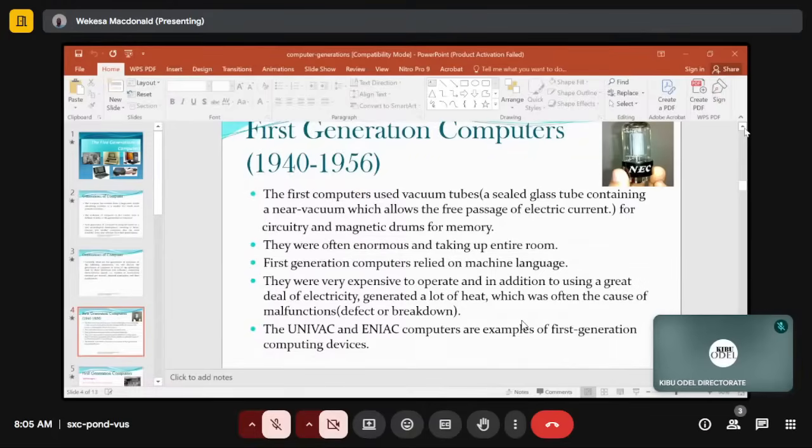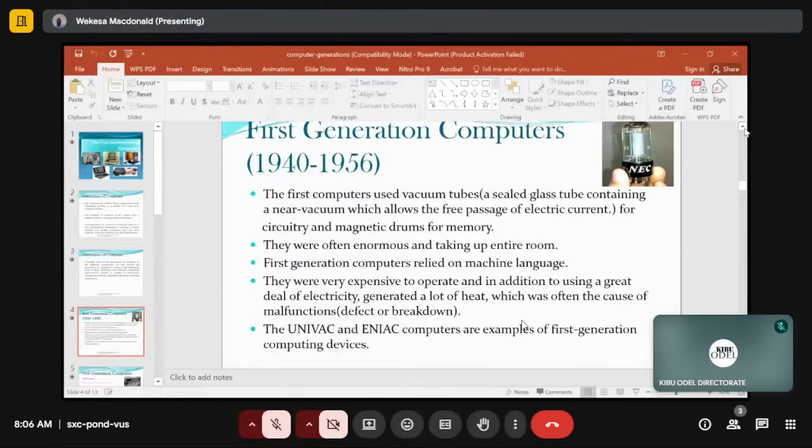They also generated a lot of heat. And we have said that as they generate a lot of heat, this made them prone to malfunction. Every time they were up and down, up and down. Okay. And examples of the first generation computers are the UNIVAC and ENIAC.